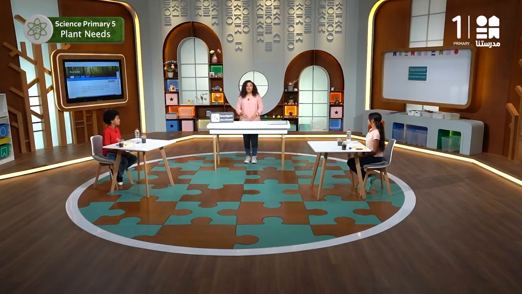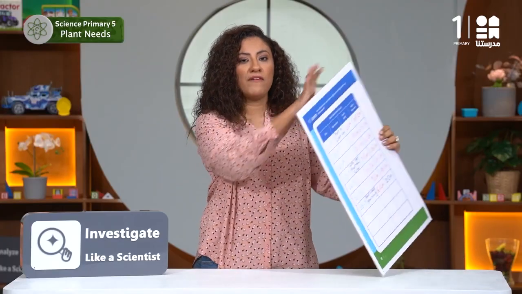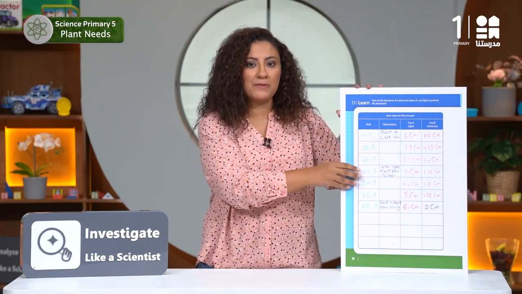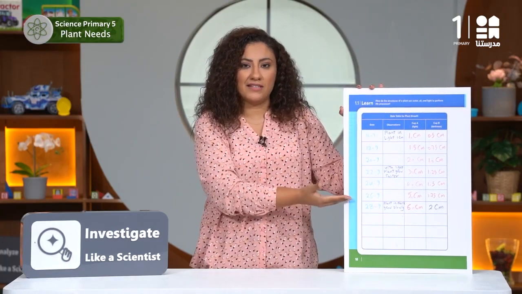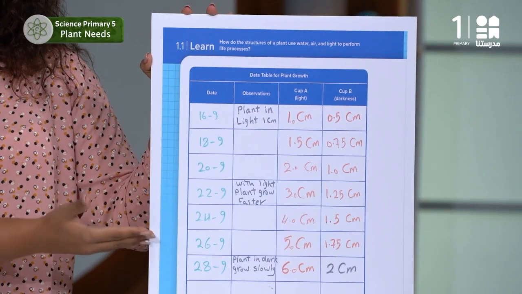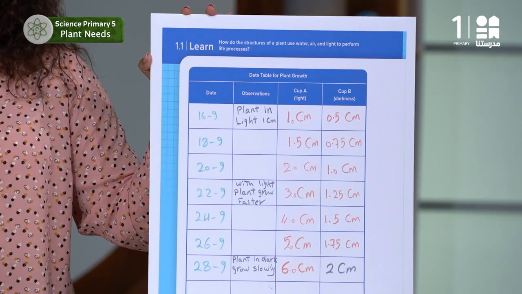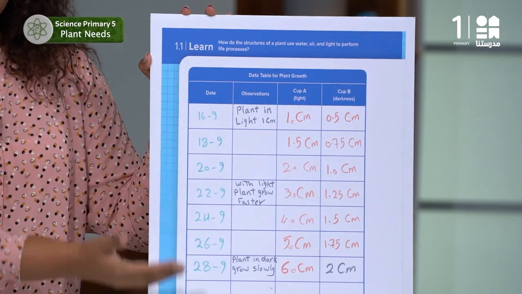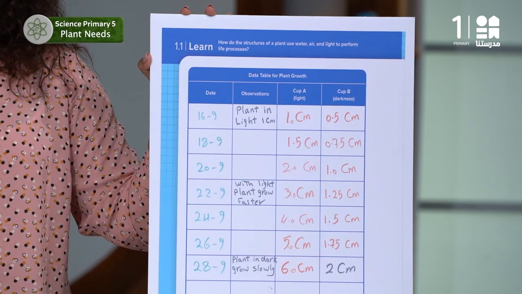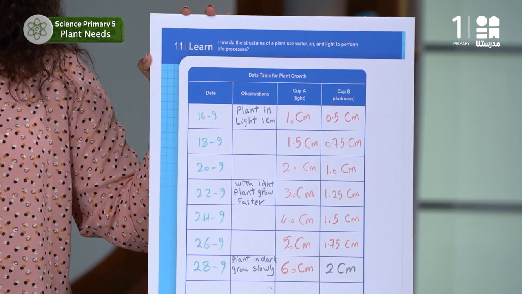Our colleagues started the investigation 10 days ago. They wrote down all the observations about the difference between the two plants. Here in the table, as you can see, they are ready now to share the results about their observation, about the length of the leaf and the color and the number of leaves and how strong they are.